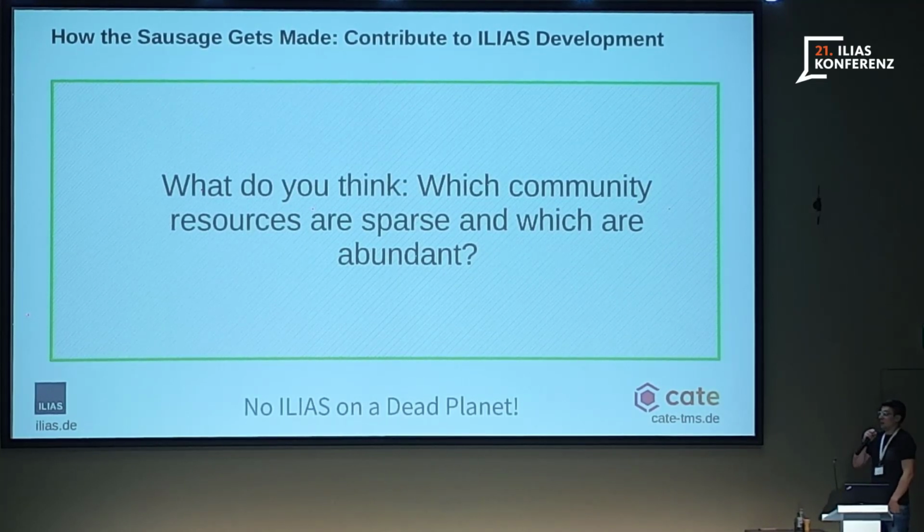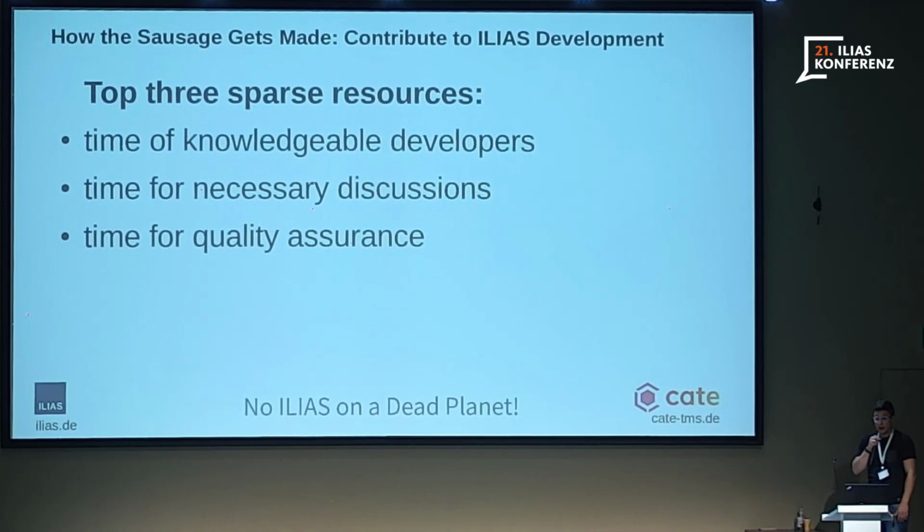That's super subjective, I think, but I also think that many people might agree if I say the top 3 sparse resources in our community are time of knowledgeable Elias developers. That's the number 1 sparse resource. We don't have enough of that. The second most sparse resource is time for necessary discussions. We could always discuss even more than we're currently doing. And the third sparse resource we have is time for quality assurance. And these are the resources that you should actually take care about and think about how we can expand them.